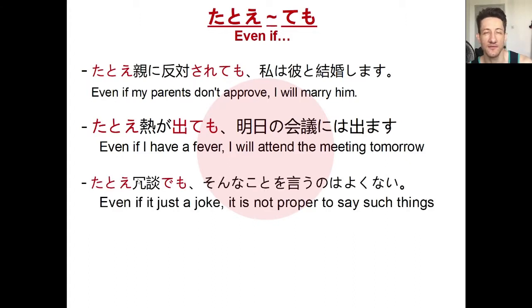And finally, we have たとえ冗談でも、そんなことを言うのはよくない。So, たとえ冗談でも, even if it's a joke, you shouldn't say those kinds of things. It's not proper to say such things. So, really easy. Of course here, 冗談 is a joke, so there's no ても, but でも. 冗談でも. And here we have 出ても, されても.